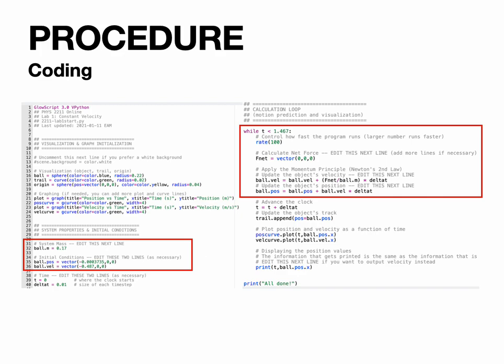Then the coding aspect of the procedure. We had the sample code, and then I took the sample code and updated some of the values to match my particular experiment, my particular data. I've boxed in red where those changes were made, and you can see how I made that specific to my data and my can rolling across the floor.